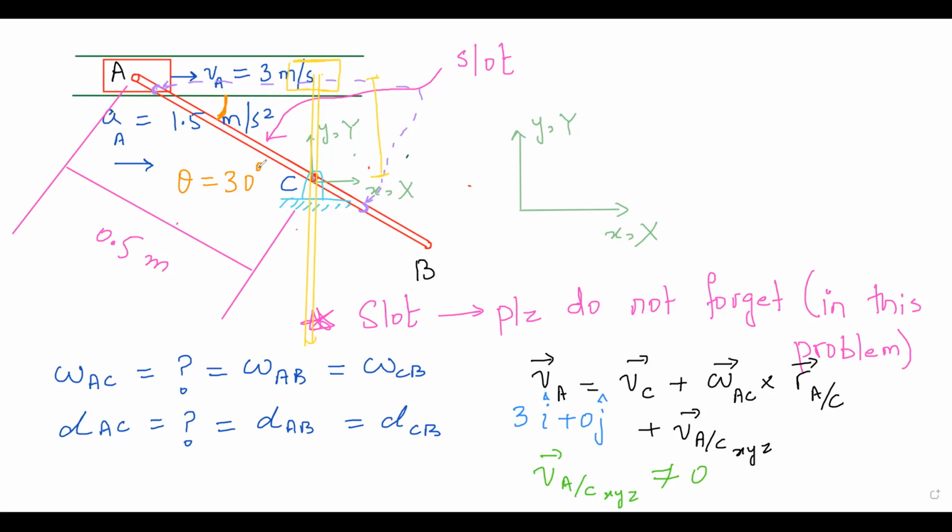Now, before I say goodbye to you, let me add one more thing. In an exam, if I say find the alpha, the same problem, I don't ask you omega, find alpha. Just remember that you cannot find alpha if you don't find the velocity of A with respect to C small xyz and if you don't find the omega, because in that big acceleration equation, you have omega, and you also have the velocity of A with respect to C small xyz.